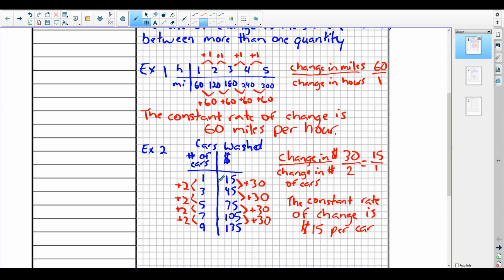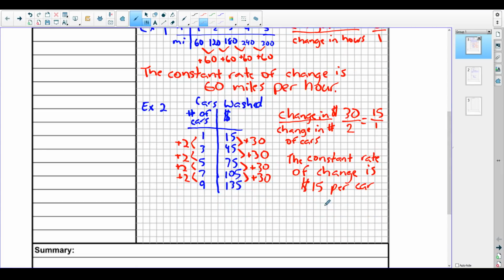But spoilers, this is not proportional. No, wait, it is proportional. Never mind, ignore me. Proportional and linear with a constant rate of change, $15 a car. Okay, so then we go to the back. So that's with tables, and that's nice.